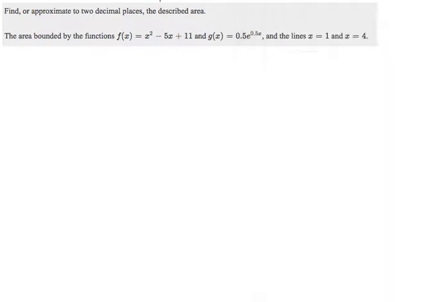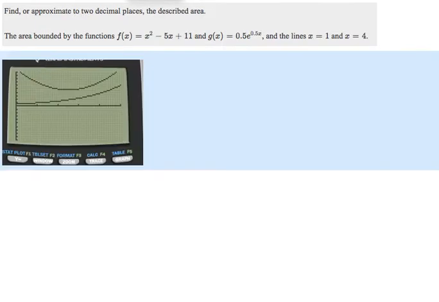So to find the area there, we need to integrate. Okay, so we're finding this area. There's 1, 2, 3, 4 right there. We're trying to approximate the area in between those curves, which looks kind of roughly like that.